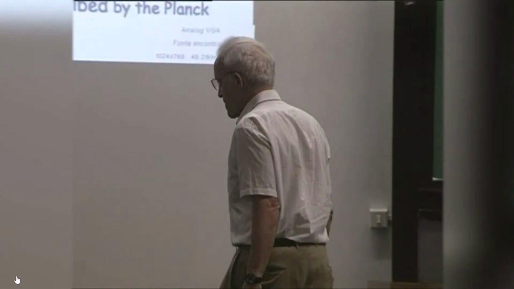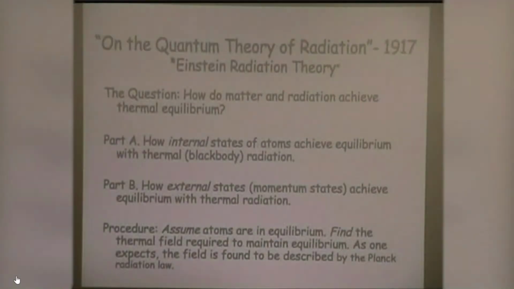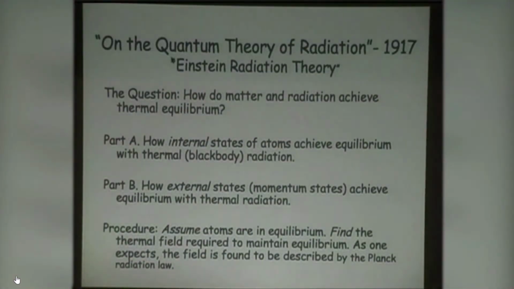This is the 1917 paper. It is available in translation into English, perhaps into Portuguese. It's on the quantum theory of radiation. What Einstein was really interested in was not absorption and radiation of light. What he was interested in is thermal equilibrium. And the question that he wanted to ask is, how do atoms come into thermal equilibrium with a radiation field?